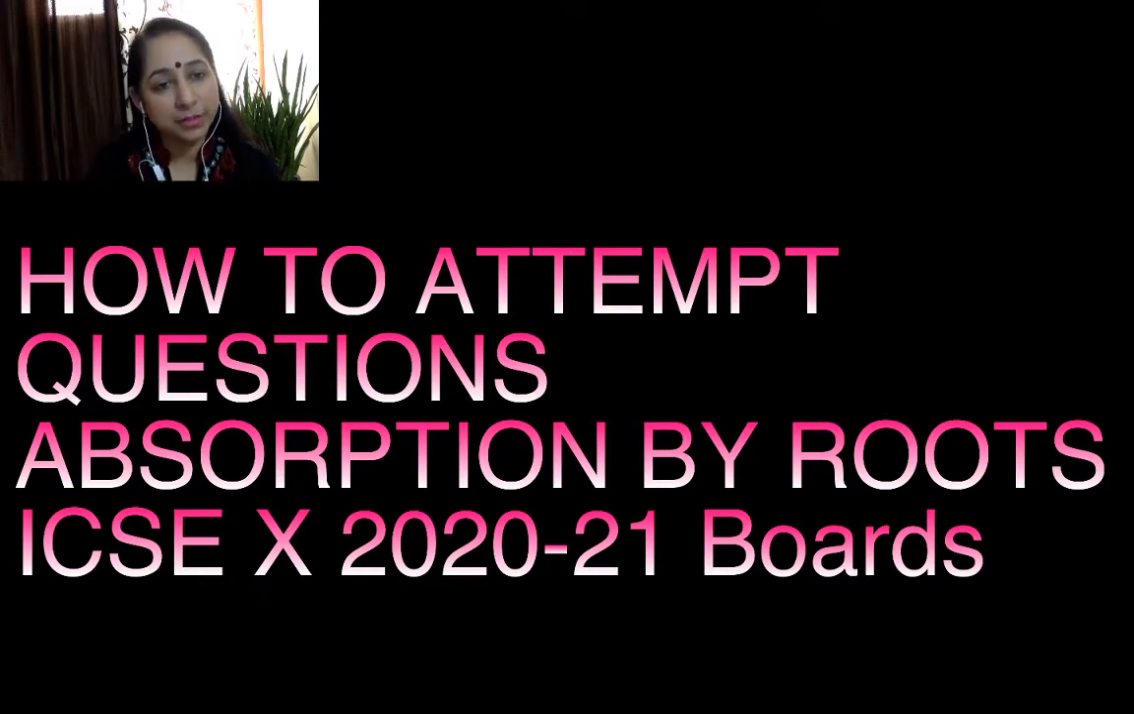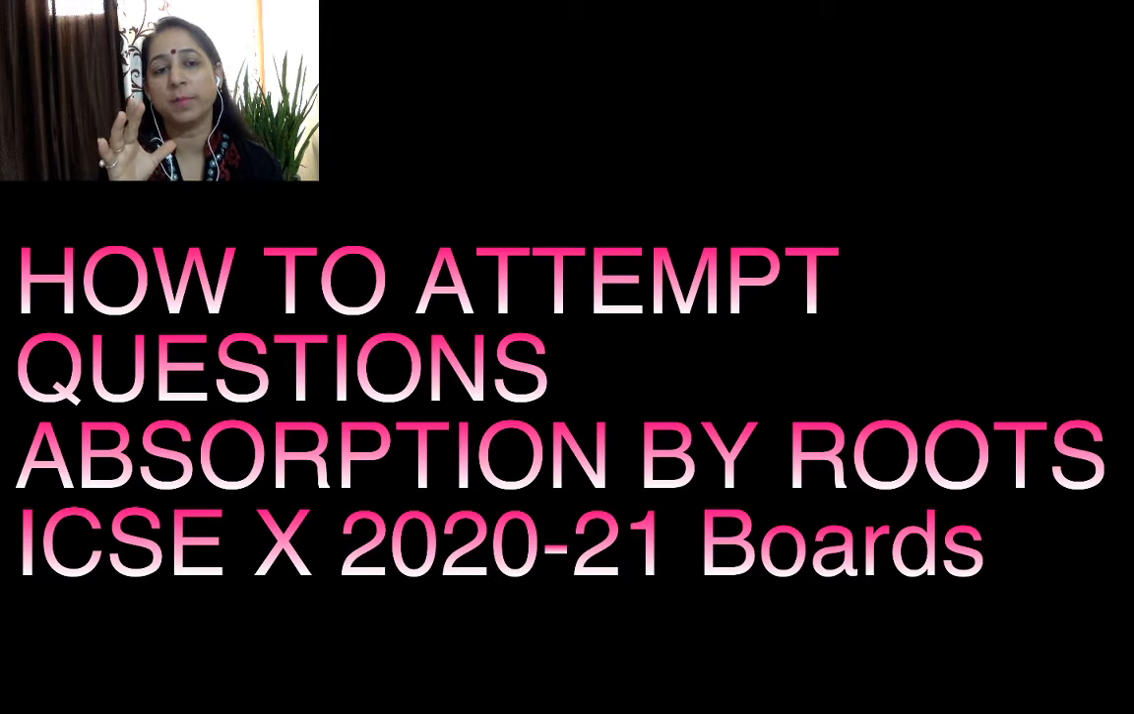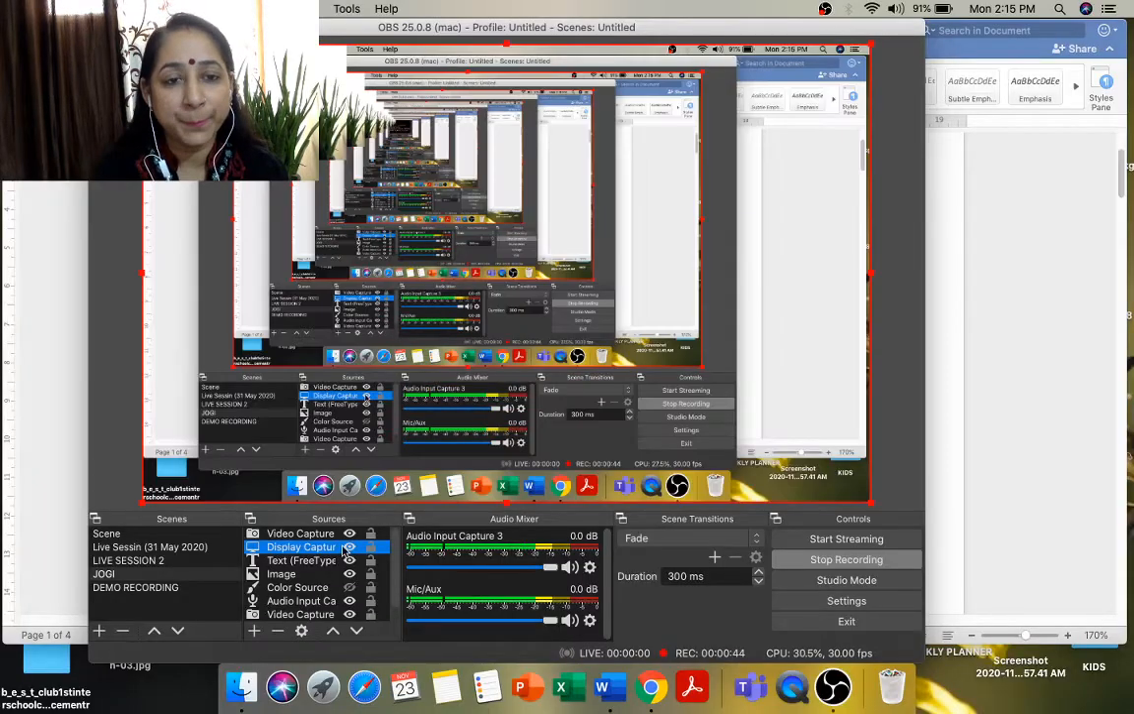We'll take up a few questions. I'll tell you how to write the answers for them. We'll also take up reasoning questions. This will also give you an idea. You can take screenshots or you can watch the video again for different variety of reasoning. I've summed up almost all the reasons from the chapter, so you can have a look. So quickly, without wasting time, we'll start with the chapter Absorption by Roots, how to attempt the questions. Let's just start.